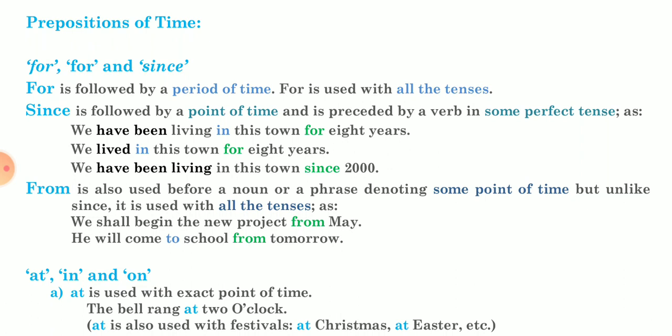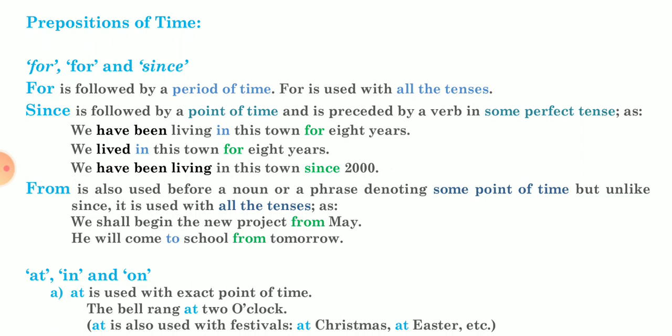We have been living in this town since 2000. Why do we use since before 2000? Because this is a point of time. So here we have used since. You should understand the difference in use between for and since.